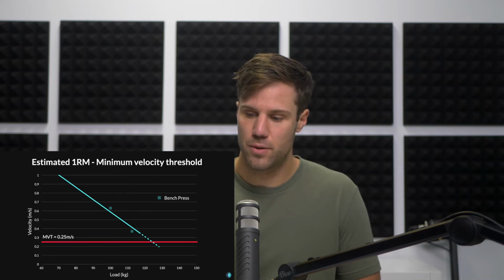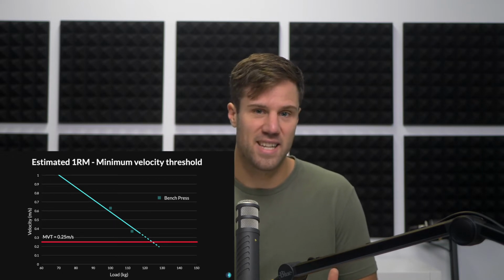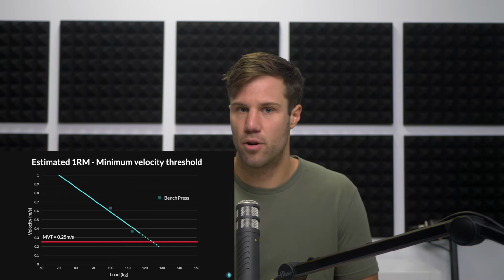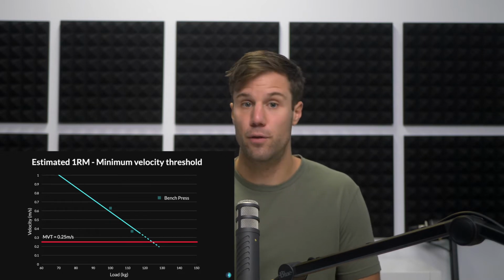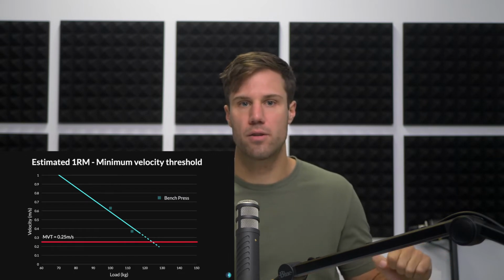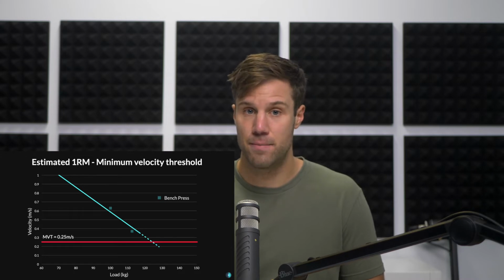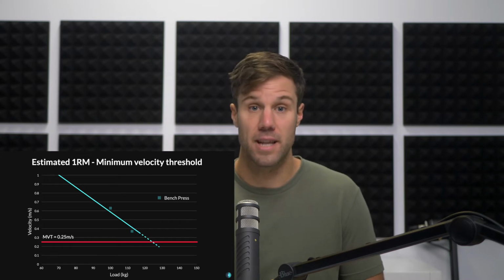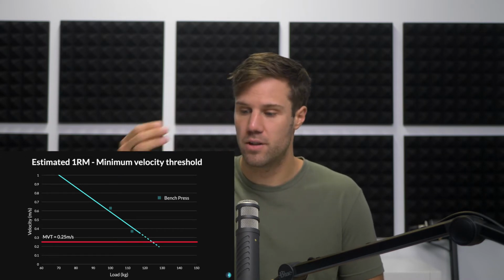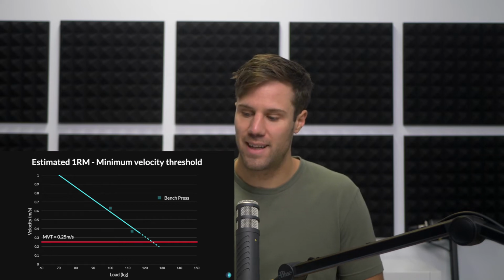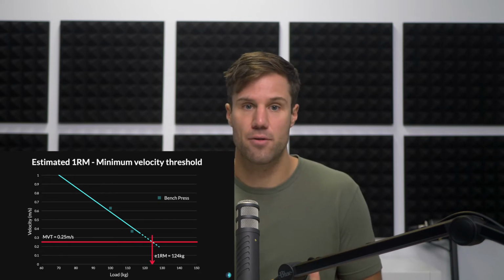In this example, bench press, a standard MVT is around 0.25 meters per second. If you're stronger, your MVT will actually be lower because you're able to grind through slower movement velocities and still maintain tension, maintain form without failing on the reps. That's a good thing. So in this situation, an MVT of 0.25 gives us an estimated 1RM of about 124 kilos.